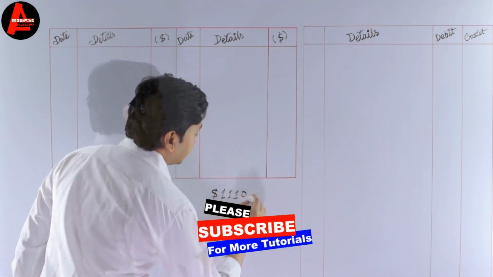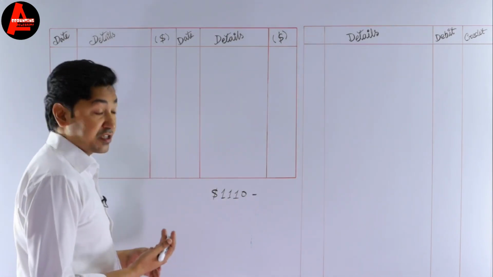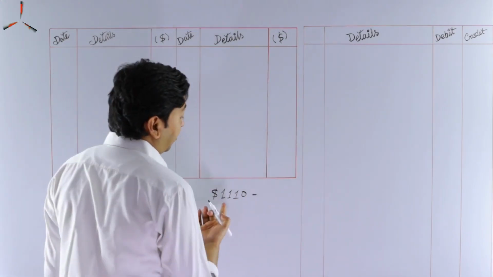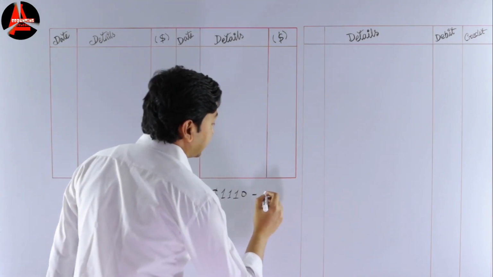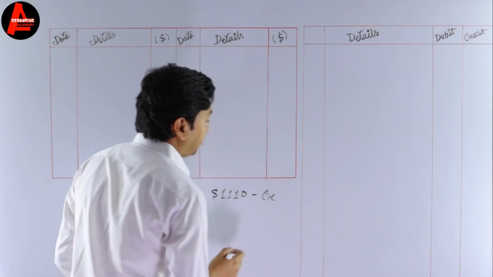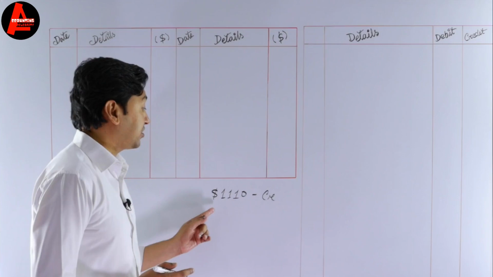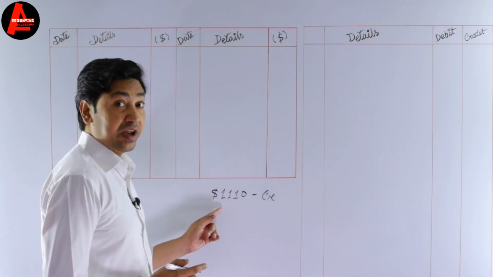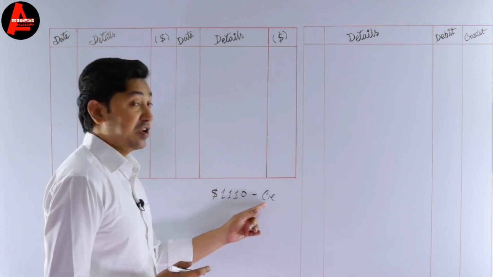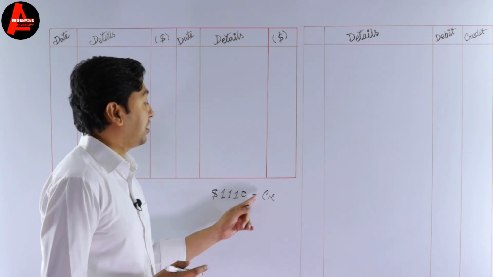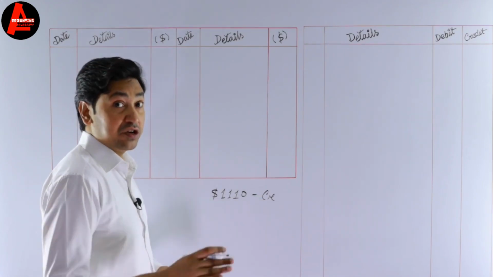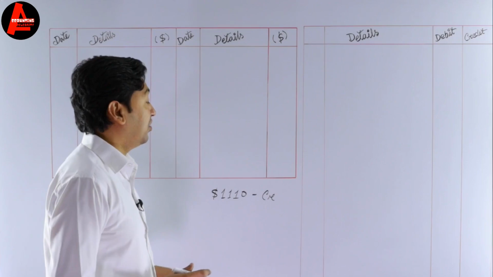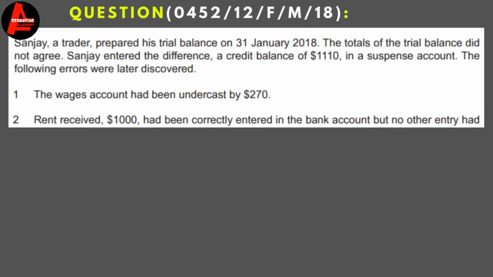This is the difference, and for the time being he opened a suspense account. He got this amount on the credit side. So in the question, the difference of the trial balance is $1,110 and this is a credit balance, so he entered this amount in the credit side of the suspense account. Okay, very good. So what is the first transaction?